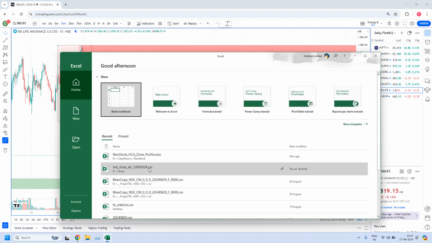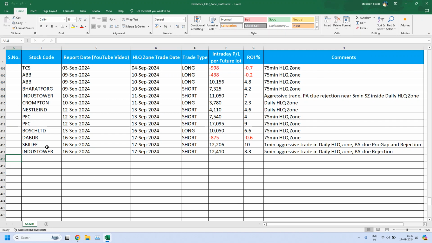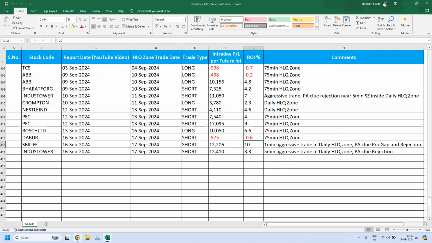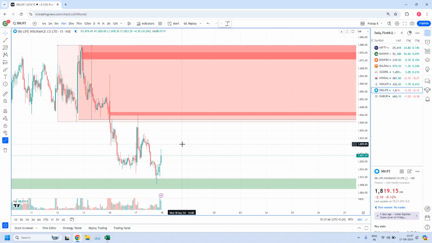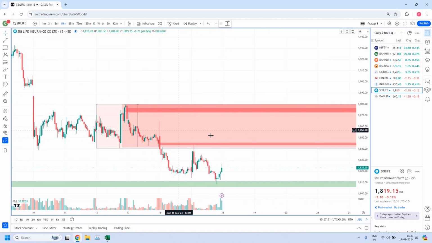Let me open the Excel sheet. See, SBI Life has given 12,206 rupees profit, which is 10% ROI. This is a 1 minute aggressive trade in a daily HLQ zone. Price action clues: pro gap and rejections before the zone. So this is one successful trade from the high liquidity zone area.